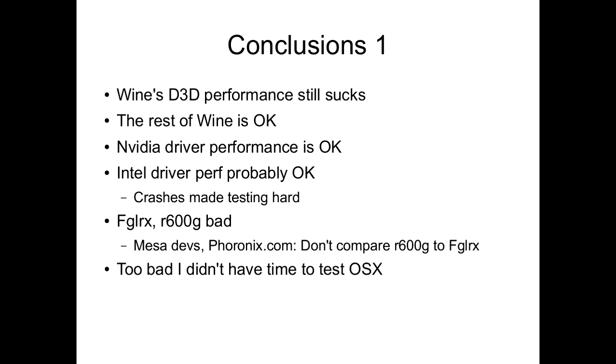FGLRX and R600G need improvements, and the message to the Mesa developers and Michael Larabel from Phoronix: don't compare R600G to FGLRX. A dog may be able to outrun a cat, but it doesn't matter if they're competing in a dragster race. You really want to compare R600G to Windows, because the Windows driver seems to run pretty okay. And yeah, I wish I had OS X results. Unfortunately, I don't.